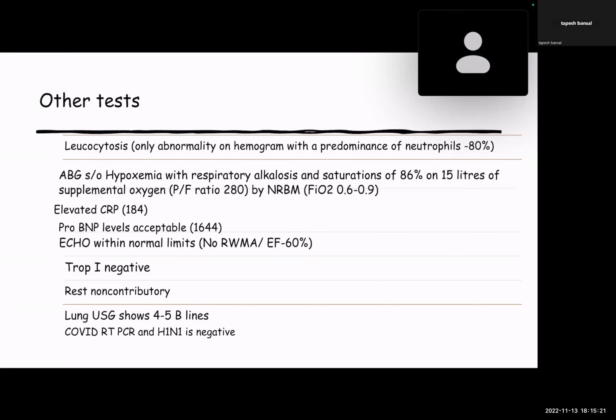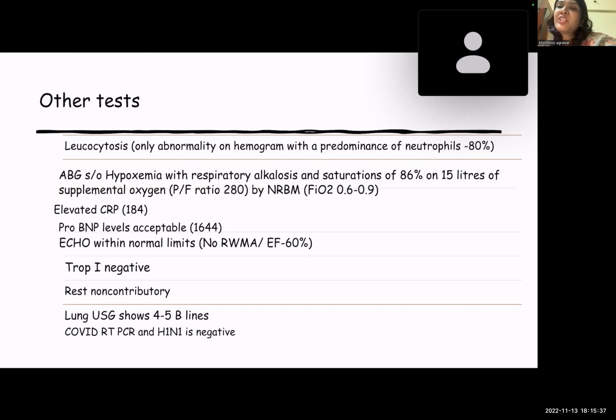And your H1N1 is negative. That is very important, along with COVID. COVID RT-PCR is generally positive, and even H1N1, but occasionally they can be negative. So that is also to be considered. One should not shut out the diagnosis. Okay, carry on, Dr. Khushbu.